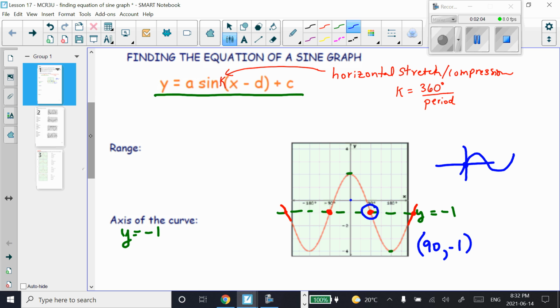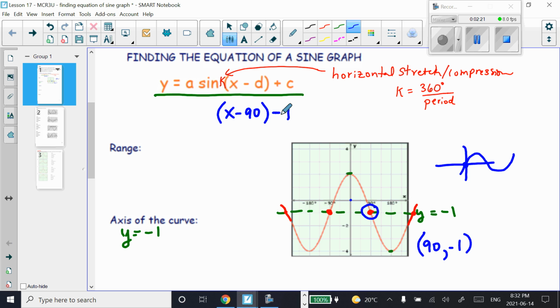So moving to the right 90 is normally written in the bracket as x minus 90 inside the bracket, right? It's written with the opposite sign. And I said we're moving down -1, so your C is going to be -1.